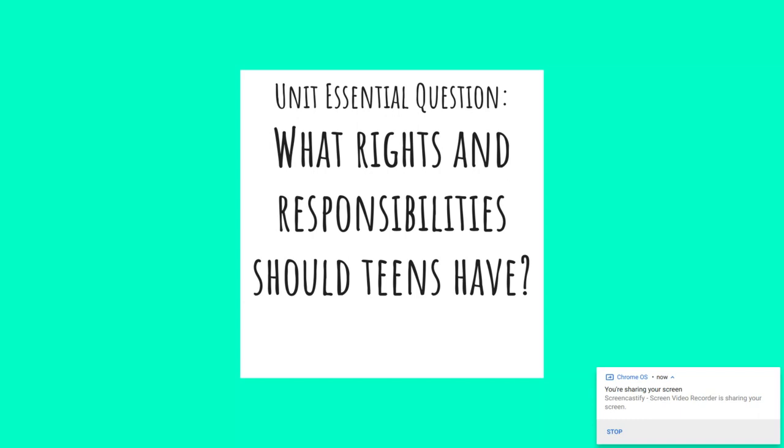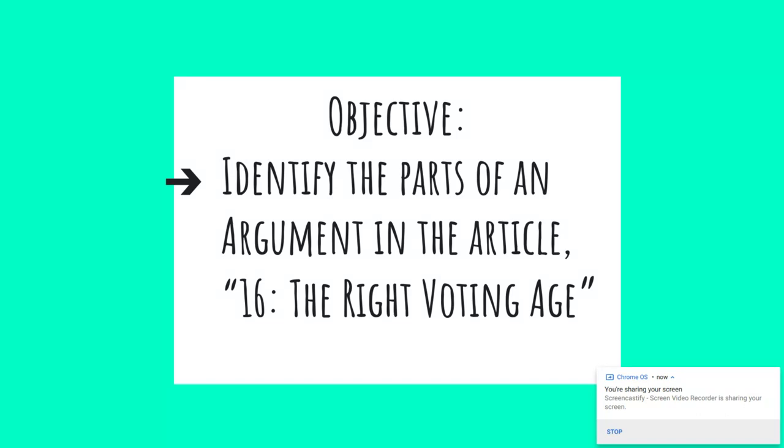So we're thinking about this new essential question for Unit 6, which is what rights and responsibilities should teens have? And today we're going to talk about the right to vote. Today we're focusing on an argument. We're identifying the parts of an argument in the article 16, the right voting age.